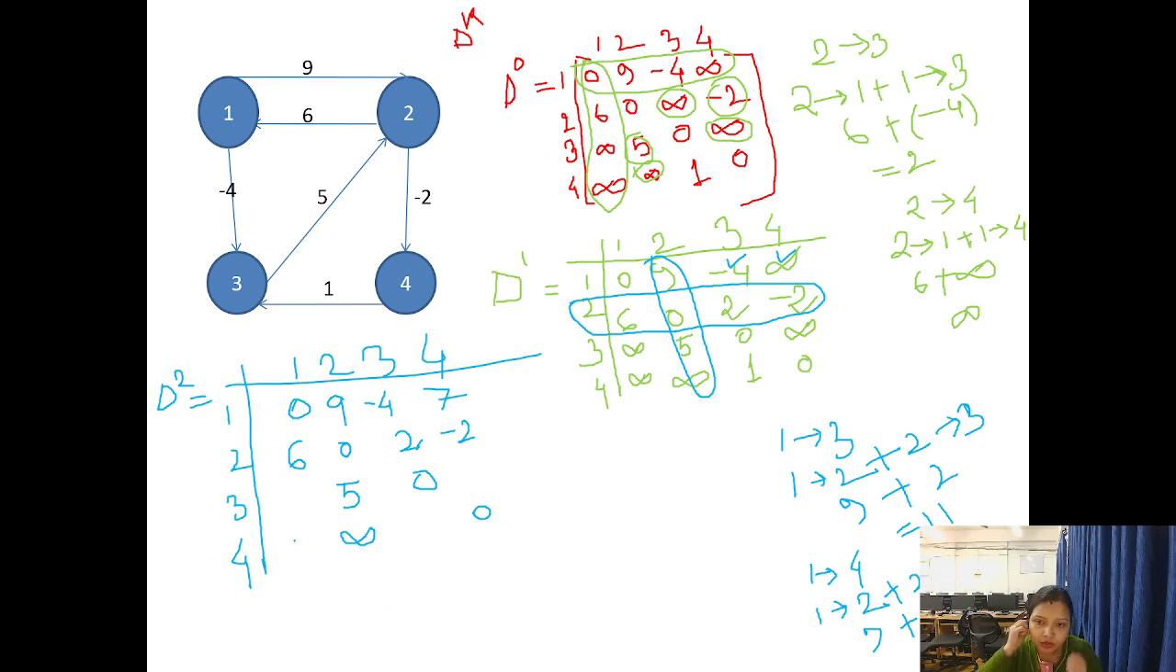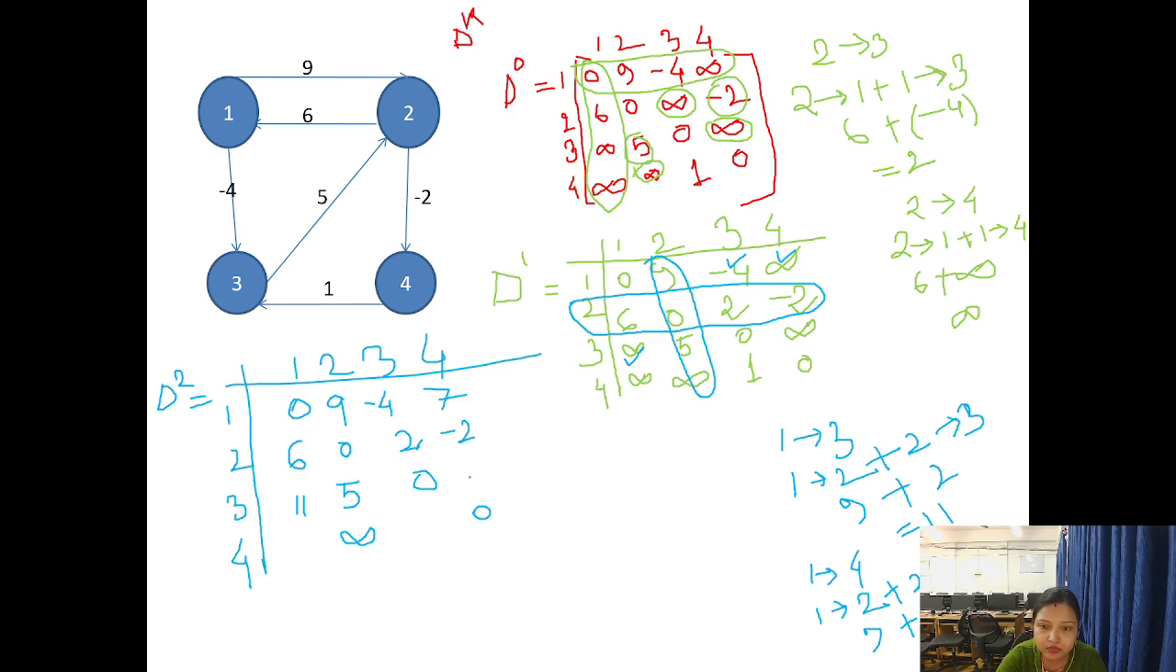Similarly, we have to update 3 to 1 using 2 as the via node, right? So for 3 to 1, it will be 3 to 2 and 2 to 1. So 3 to 2 is 5 and 2 to 1 is 6. Okay, so 5 plus 6 is 11. Earlier it was infinity, so we will update with 11.